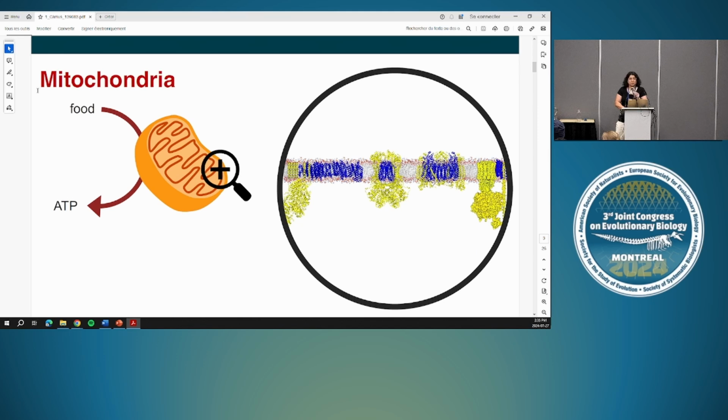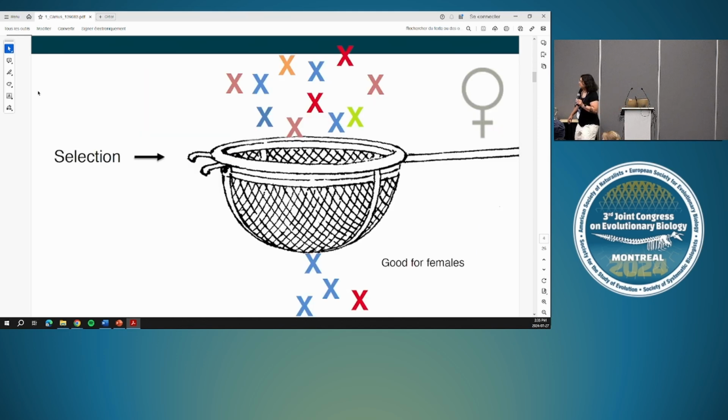Now things get a little bit more complicated because the mitochondria is inherited maternally, right? And so if we think of selection as a sieve, and in the mitochondrial case, a female-specific sieve, all the new mutations that arise in the population must interact with the sieve. The mutations that are good for females will pass through the sieve, and mutations that are detrimental for the females will get stuck in the sieve and removed through strong purifying selection.